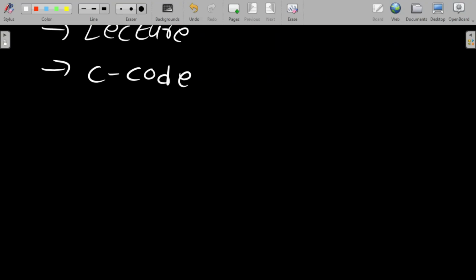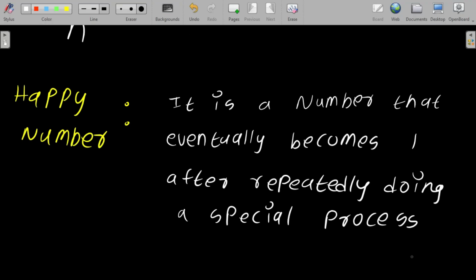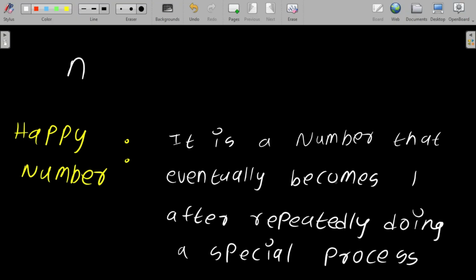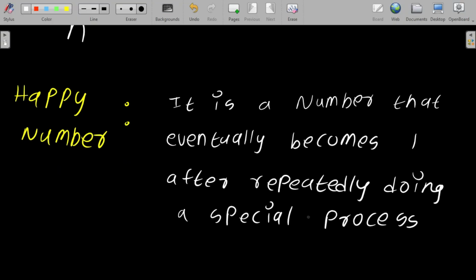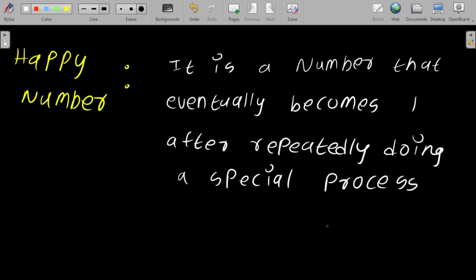First, we're going to see what a happy number is. Suppose we have a number, and the number is n. Now the big question is how to check whether a number is happy or not. So what is a happy number actually? A happy number is a number that eventually becomes one after repeatedly doing a special process. So what is the process?